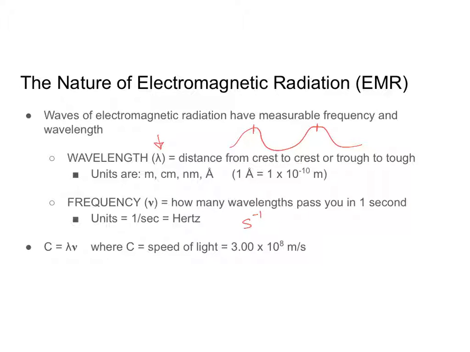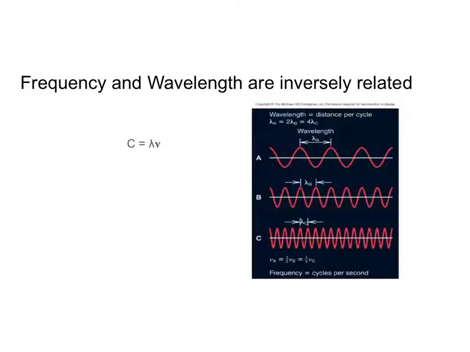And then the generic formula that we have worked with in the past gives us c, the constant for the speed of light: c equals the wavelength times the frequency. So to revisit some of these things, we need to remember that frequency and wavelength are inversely related. For example, looking at sample A here, the larger the wavelength compared to B, the lower the frequency.